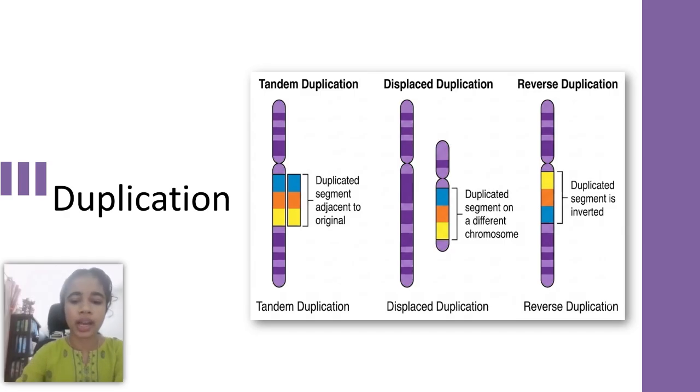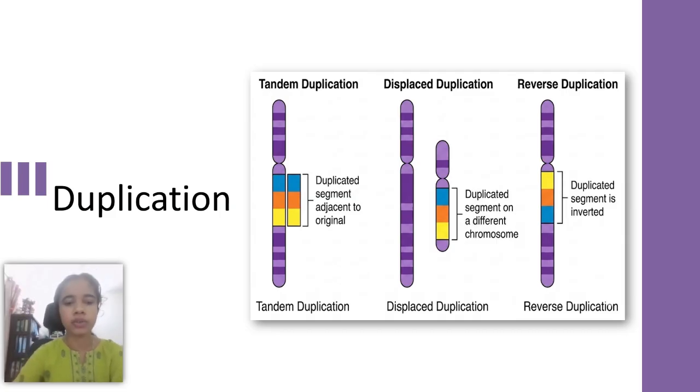There are three forms of duplication. First, tandem duplication: the duplicated segment appears right next to the original one. Reverse duplication: the duplicated segment is reversed. Displaced duplication: the duplicated segment occurs elsewhere on the chromosome, on the same or a different arm.